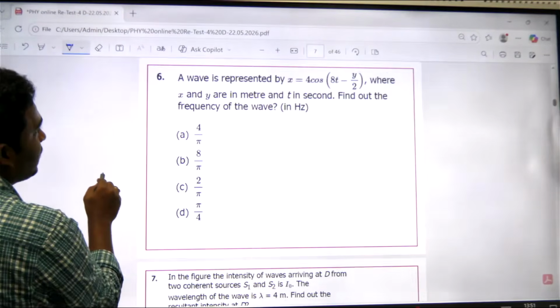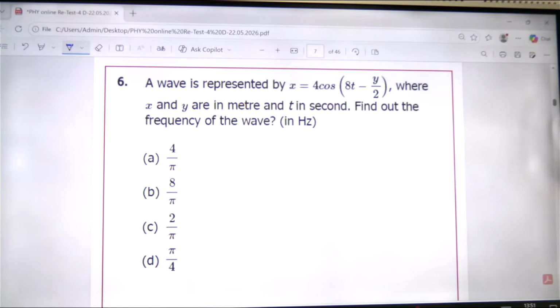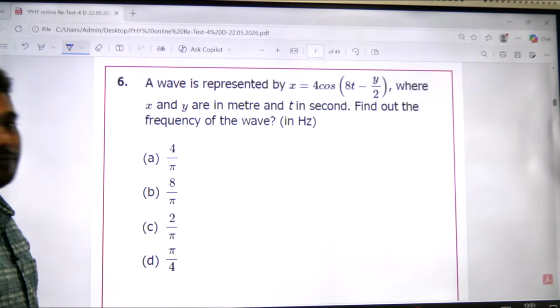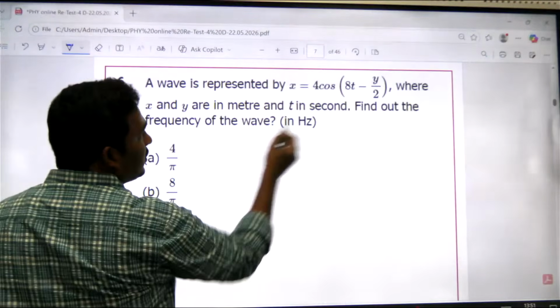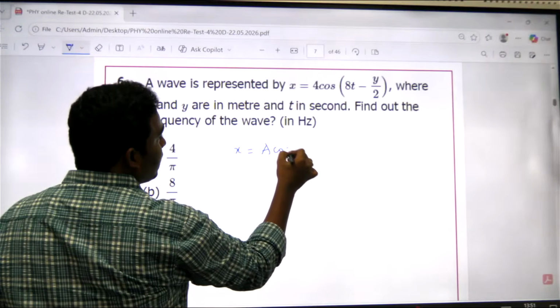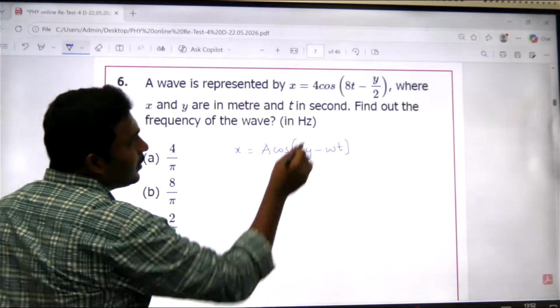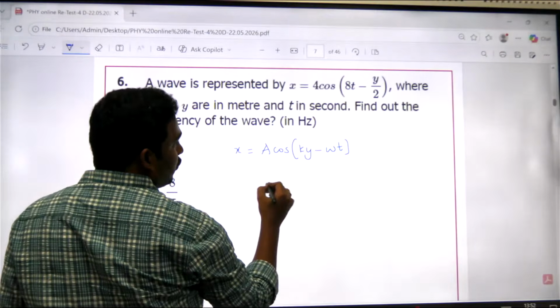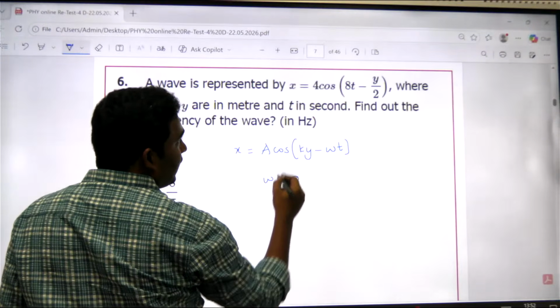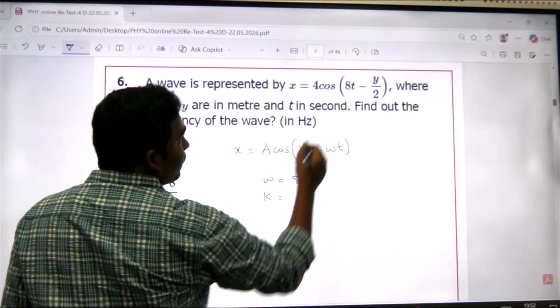Going for question number 6. A wave is represented by x is equal to 4 cos of 8t minus y by 2, where x and y are in meters and t in seconds. Find out the frequency of the wave. This equation is in the form x equals a cos of ky minus omega t. Your angular frequency omega is 8, and the wave number k would be 1 by 2.